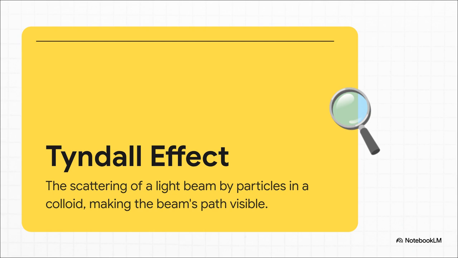And that secret trick? It's called the Tyndall effect. It's actually a really cool visual test. If you shine a light like a laser pointer through a glass of salt water, a true solution, the beam just goes straight through. You barely see it. But if you do the same thing with a glass of milk, a colloid, those bigger particles scatter the light and suddenly you can see the beam's entire path through the liquid. It's an awesome way to tell these mixtures apart.